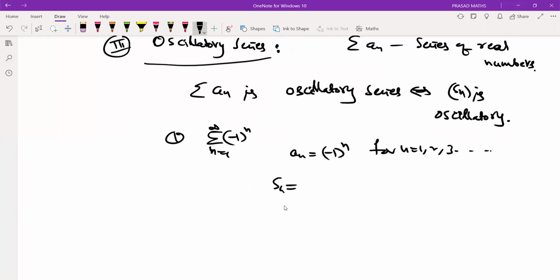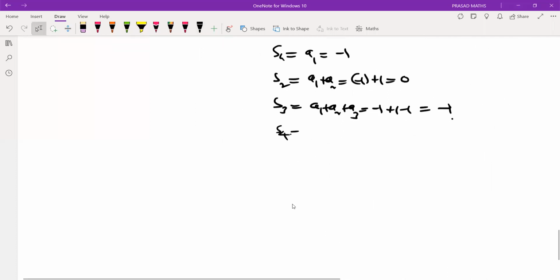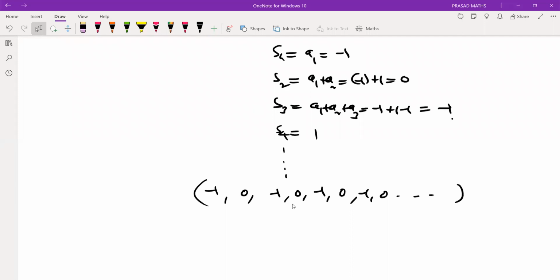Therefore, what is my S1? My S1 is exactly a1, which is -1. My S2 is exactly a1 plus a2, that is -1 plus 1, which is 0. S3 is a1 plus a2 plus a3, that is -1 plus 1 minus 1, which is again -1. S4 is again 0. So what you observe is -1, 0, -1, 0, -1, 0. This is my sequence of partial sums of the series.